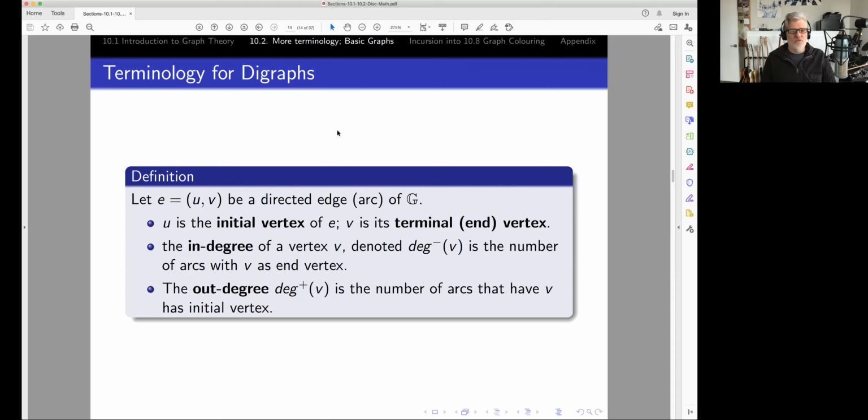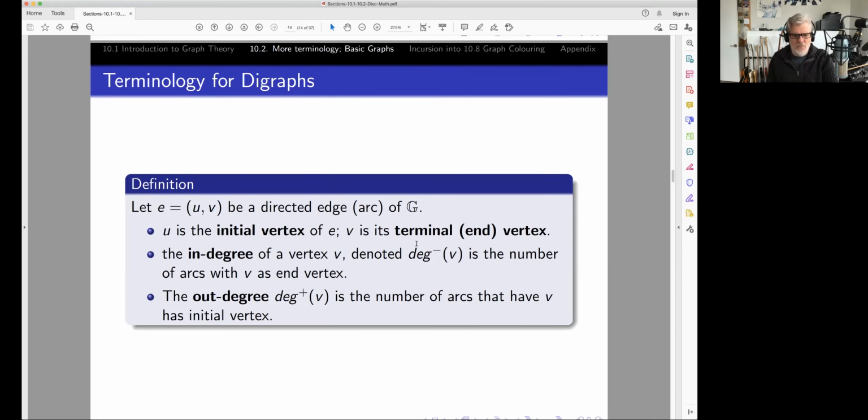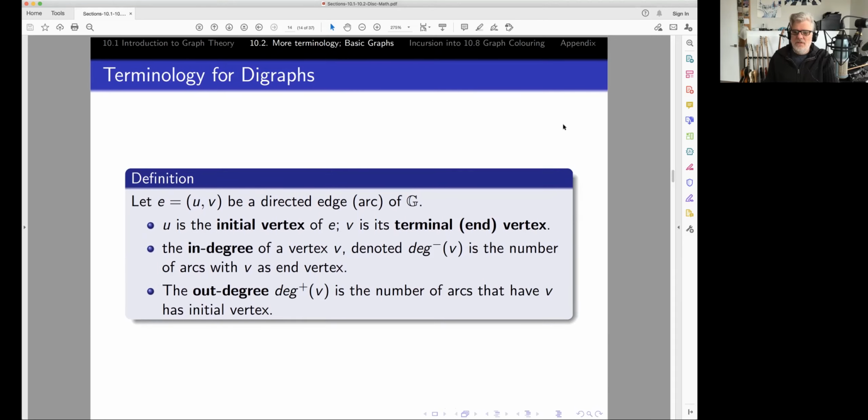Suppose that I have a graph, or digraph G, and I have an edge or arc e from u to v. Really now it's from u to v. So u is called the initial vertex of this edge, and v is the end vertex or terminal vertex of the edge.